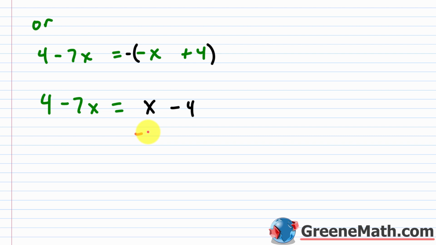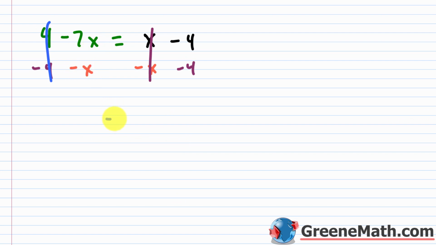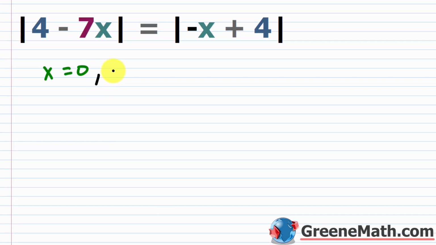So from here, let's subtract x away from each side of the equation. So this is going to cancel. And then let's subtract 4 away from each side of the equation. So this guy right here is going to cancel. So negative 7x minus x would be negative 8x. And this is equal to negative 4 minus 4, which would be negative 8. Let's divide both sides of the equation by negative 8. And this is going to give us that x is equal to positive 1. So let's put a comma here and just put a 1. So x can be equal to 0, or also it could be 1.